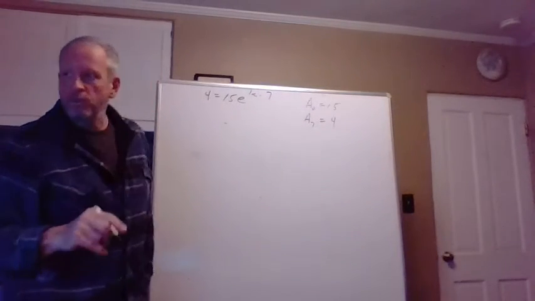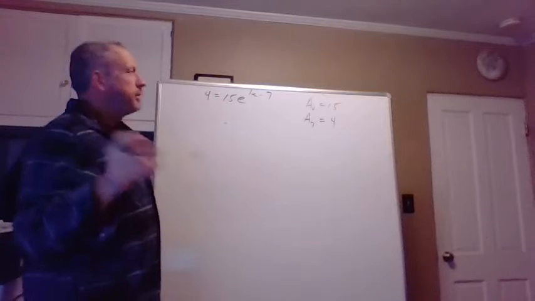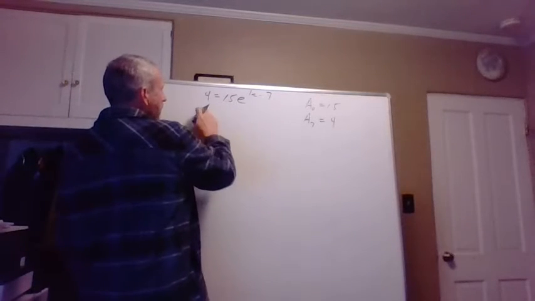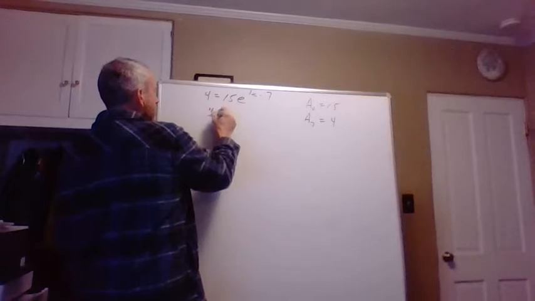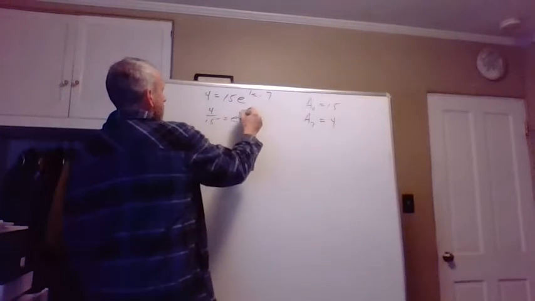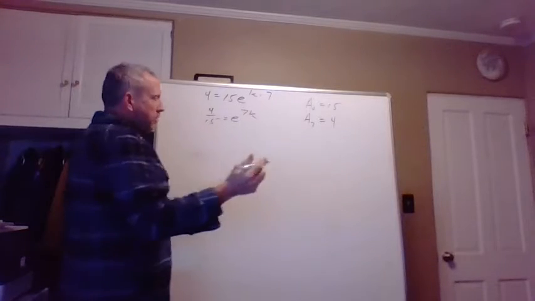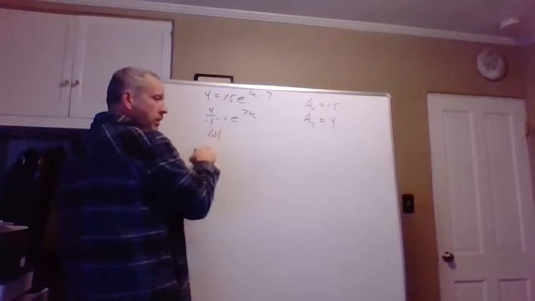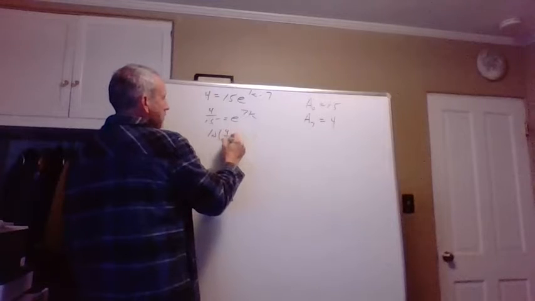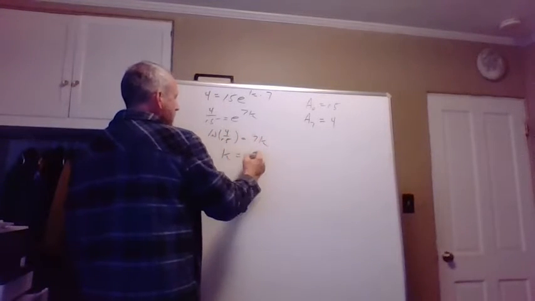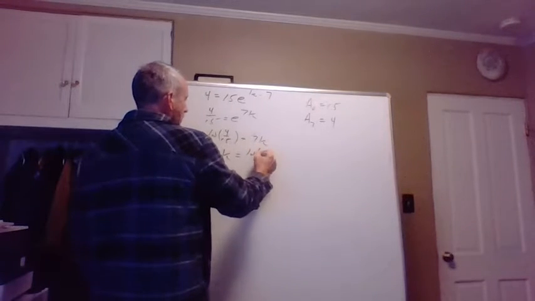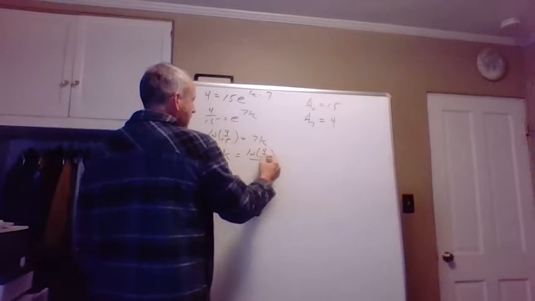That's the first question, which is the elimination rate. So let's go ahead and divide both sides by 15. Take the natural logarithm on both sides, so we get ln, right? We'll calculate that in a second. And then divide by 7. So K is equal to the natural logarithm of 4/15 divided by 7.